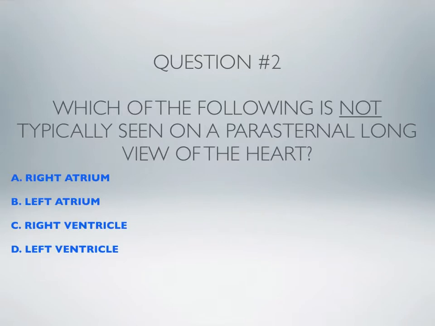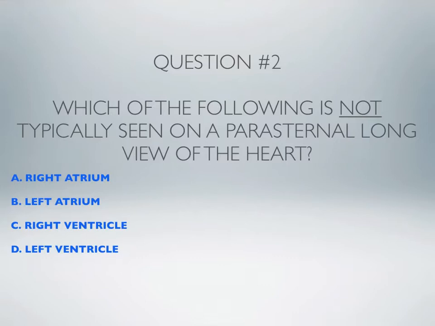Question 2 is really made to test your skills on interpreting the various views of cardiac imaging. So on this one, which of the following is not typically seen on the parasternal long view of the heart? The right atrium, the left atrium, the right ventricle, or the left ventricle.